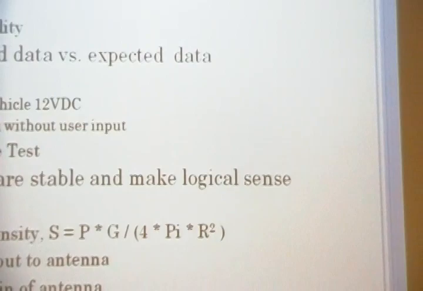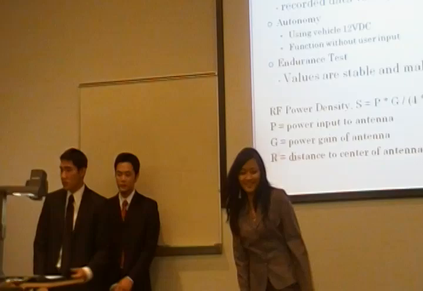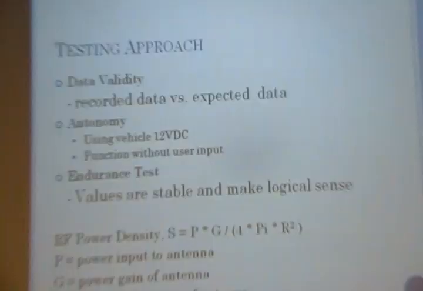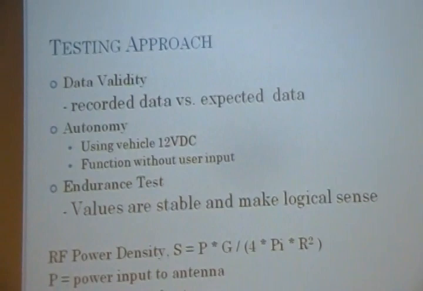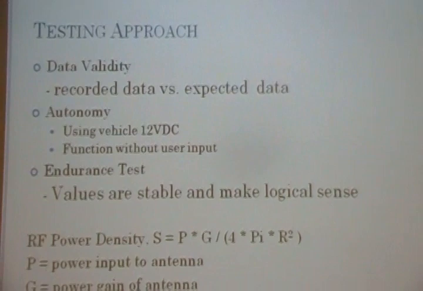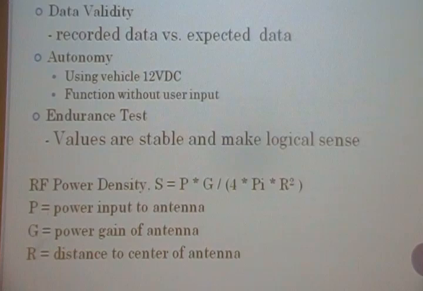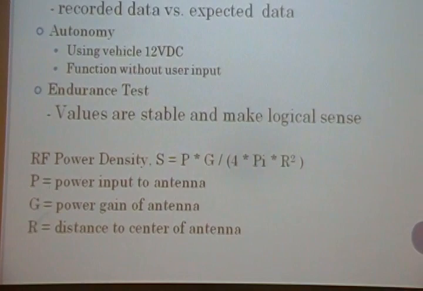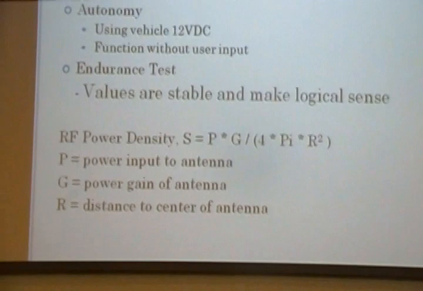So now I'm about to talk about testing. Okay, so we did several tests to make sure our unit was working correctly. First, data validity, making sure that our GPS and the FM receiver are working correctly. Autonomy, making sure that the unit can function by itself without any user input. We use testing to make sure the unit can actually survive testing. All right, one thing to keep note of, the RF power density equation is as you see there. And what we could actually vary is R squared, which is the distance from the transmitter.